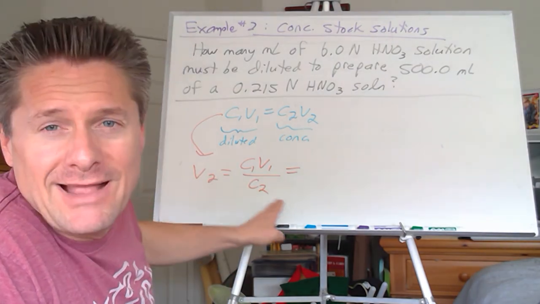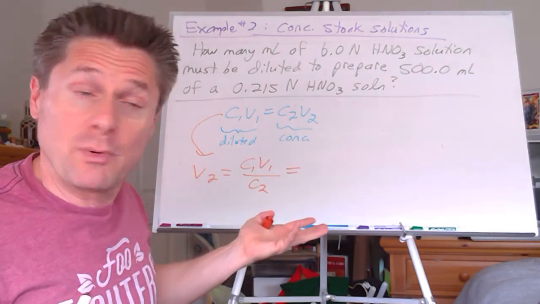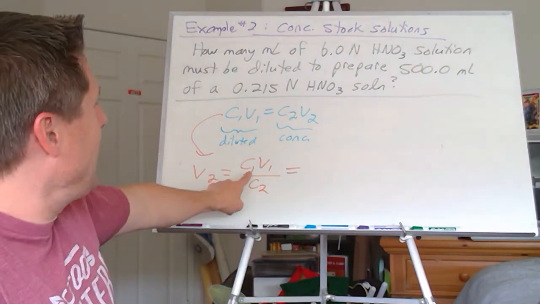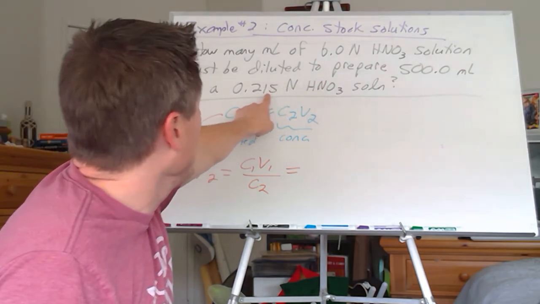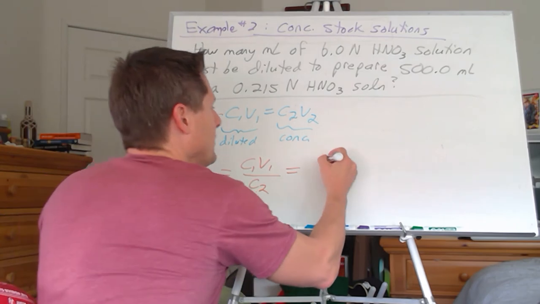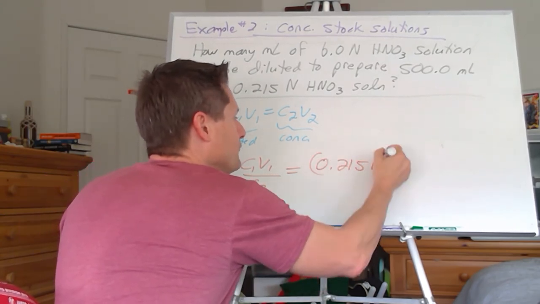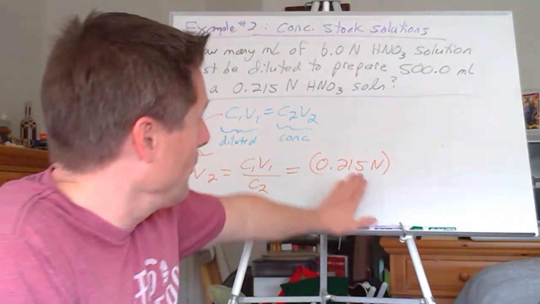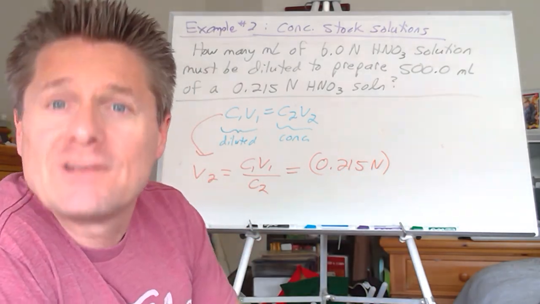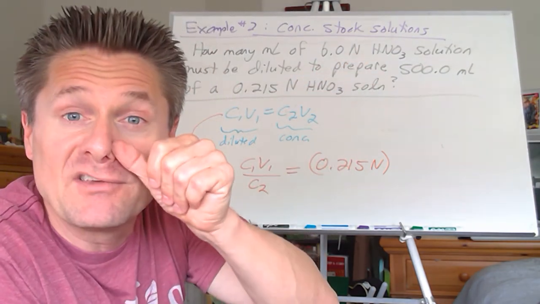If we were solving for a concentration, the two volume units just need to be the same so they cancel out. It's pretty straightforward. So what is the concentration of the diluted solution we're after? 0.215 normal. Everybody see that? So let's put 0.215 normal. Since this is not a unit line equation, we don't have to write that as equivalents per liter. We just leave it as capital N because it's going to cancel out the capital N from the 6.0 normal.